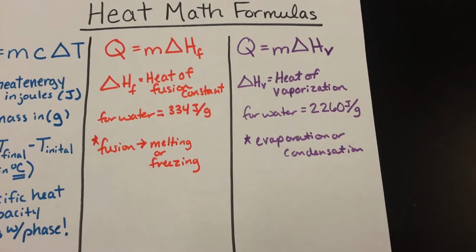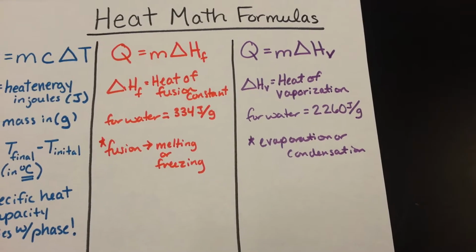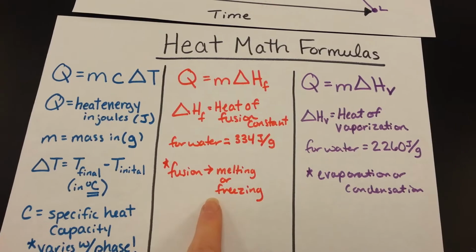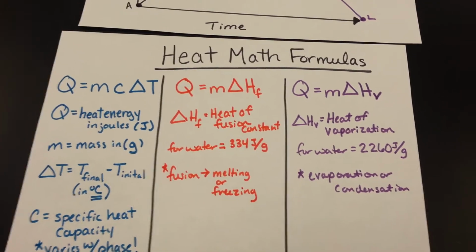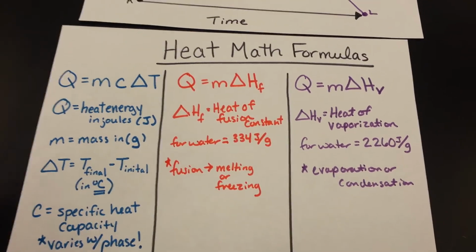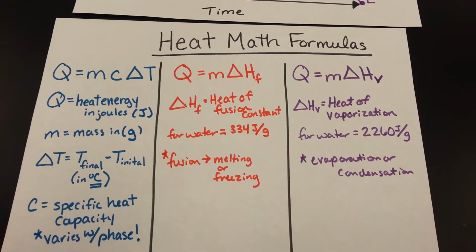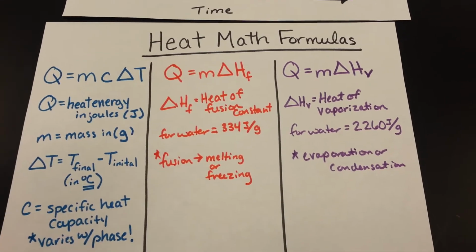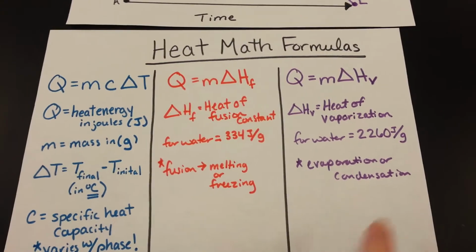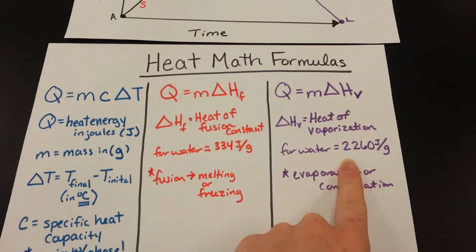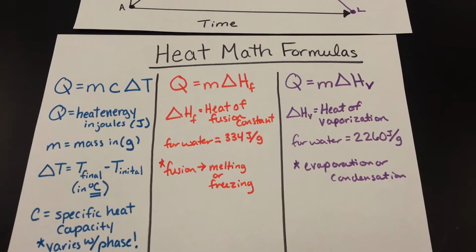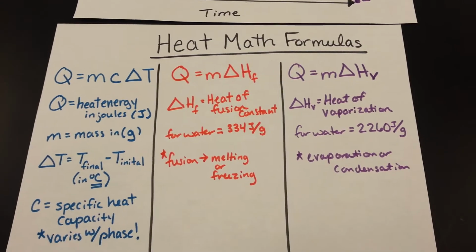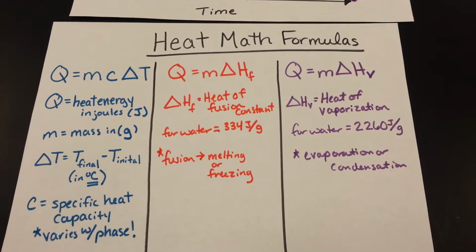That is a huge energy difference, but think about the types of bonds we're breaking. When we go from fusion, melting, from solid to liquid, we're breaking some of those intermolecular forces, but not all, because water molecules still like each other. That's how we have surface tension. But when you look at vaporization, it takes a lot more energy because we are breaking every single intermolecular bond. Remember, a characteristic of gases is they are not attracted to each other.